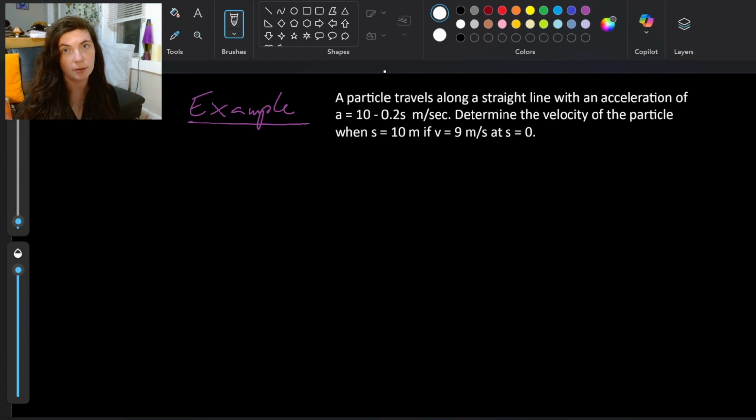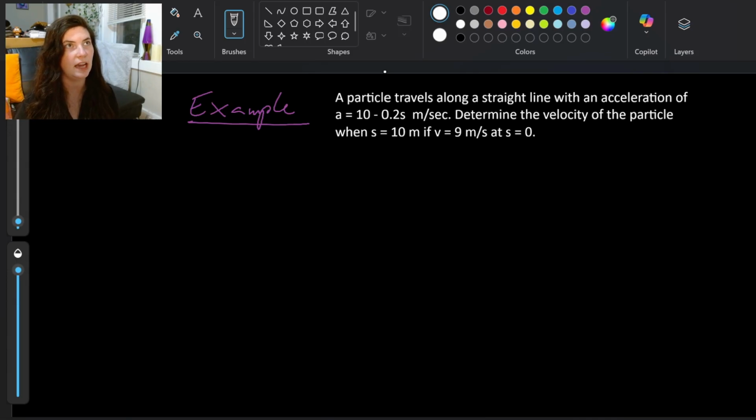Let's take a look at another example. Here we have a particle traveling along a straight line with an acceleration of a equals 10 minus 0.2 times s. We want to determine the velocity of the particle when s is 10 meters if v is 9 meters per second at s equals 0. Again, a lot of these can sound like a lot of words, so it's really important to draw something. If there's no image given, it can be really, really helpful to draw a picture, or at the very least, pick out those pieces of information that are actually going to help you solve something.